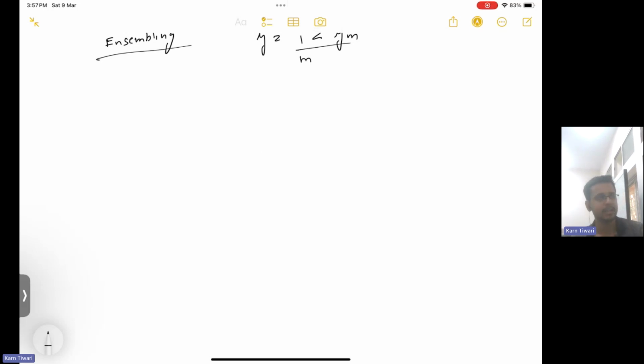So averaging is just taking a lot of models and taking an average. That is what we call bagging, and it works out.